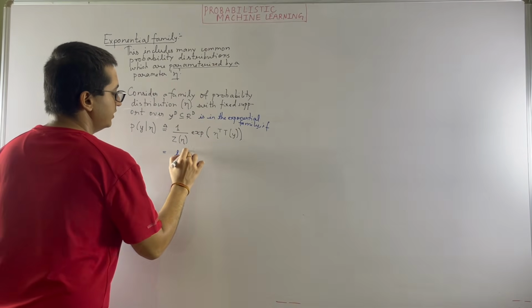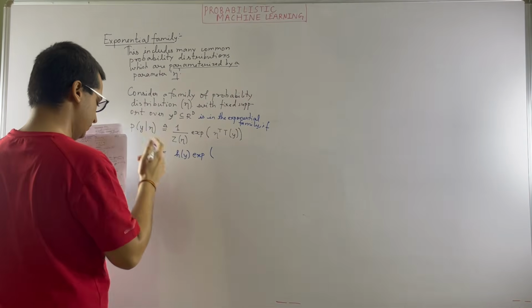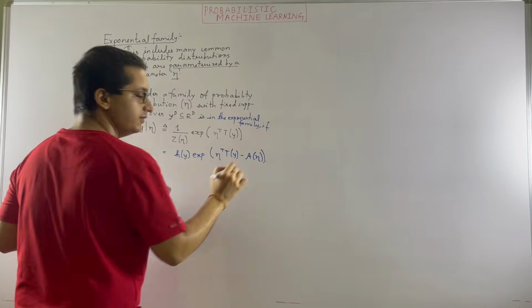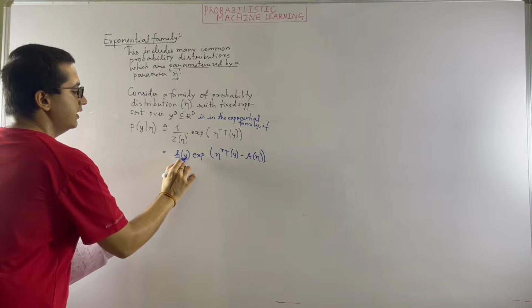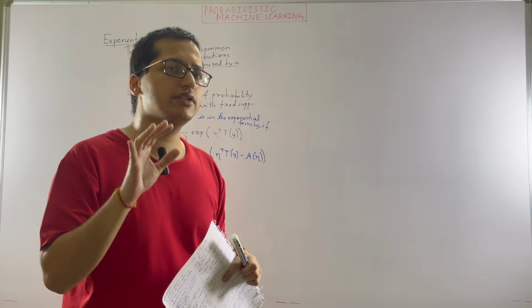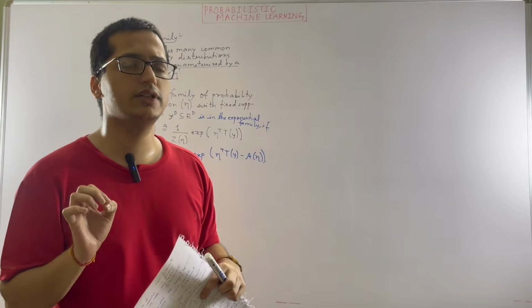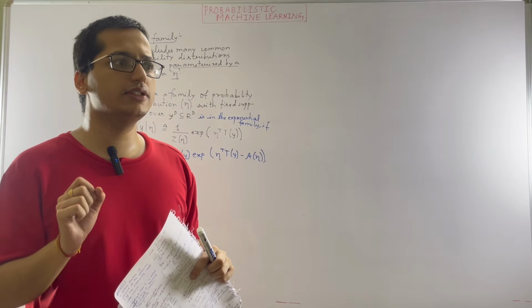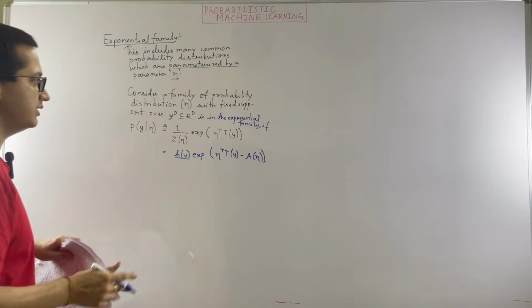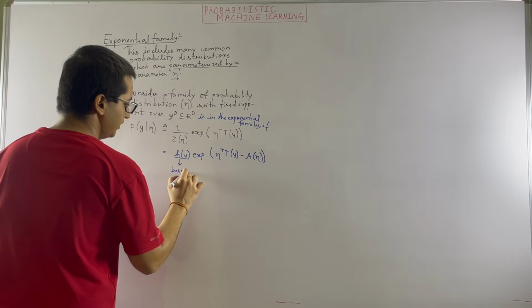So another way of writing it is some h of y, we'll come to what it is, times exponential of eta transpose t of y minus a of eta. This h of y is a scaling constant, also called the base measure. You have seen that when we write the Gaussian density, we always have a 1 by square root of 2 pi sigma square before the exponential, and that is there to ensure that the probability density function integrates to 1. So this is that h of y. So h of y is called the base measure.